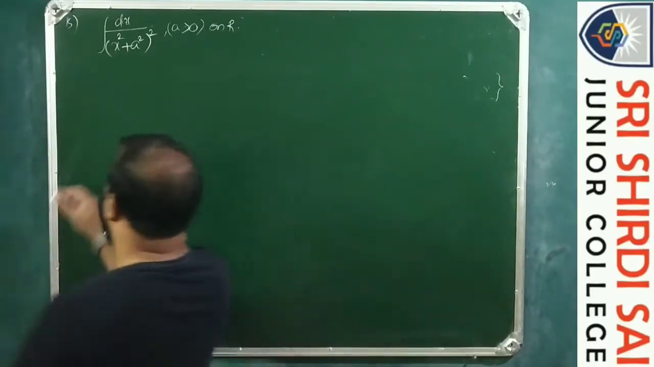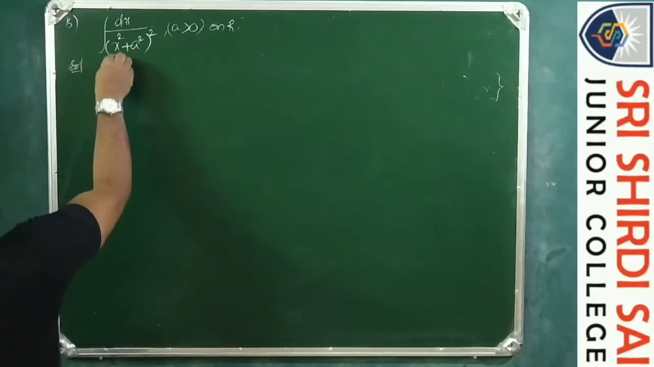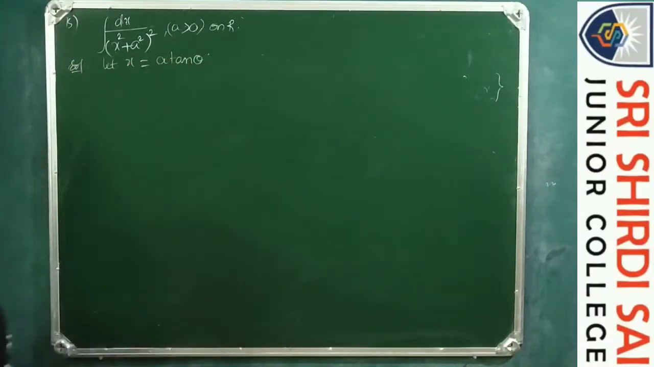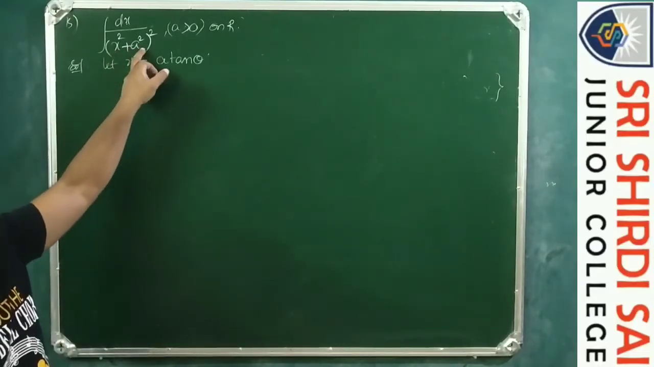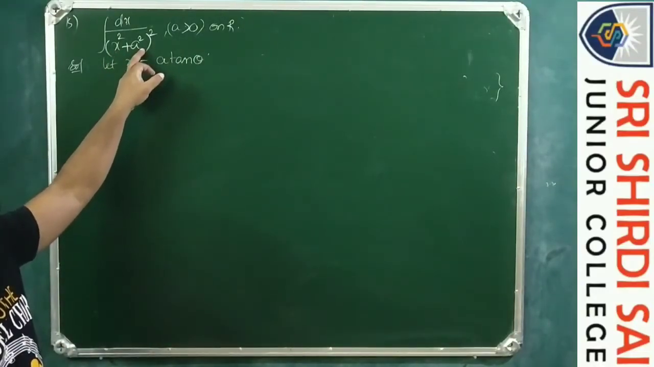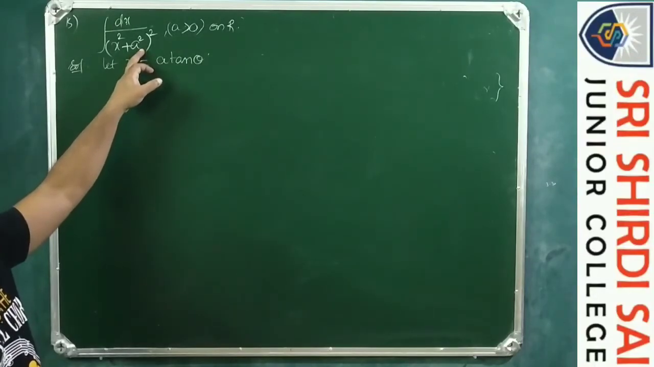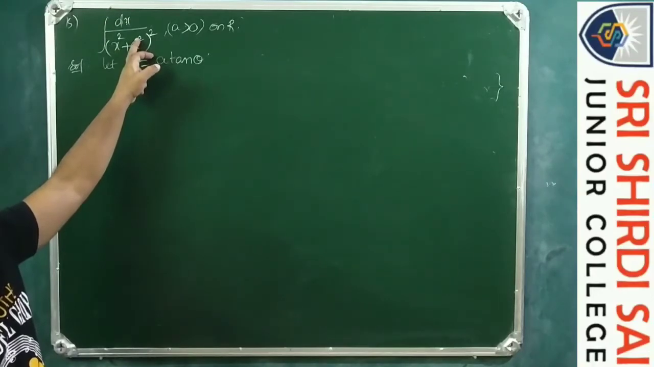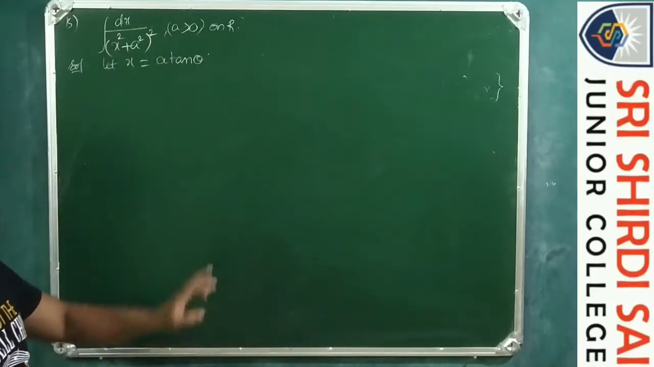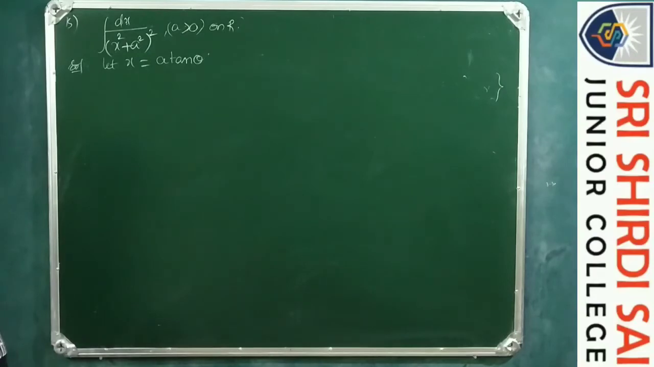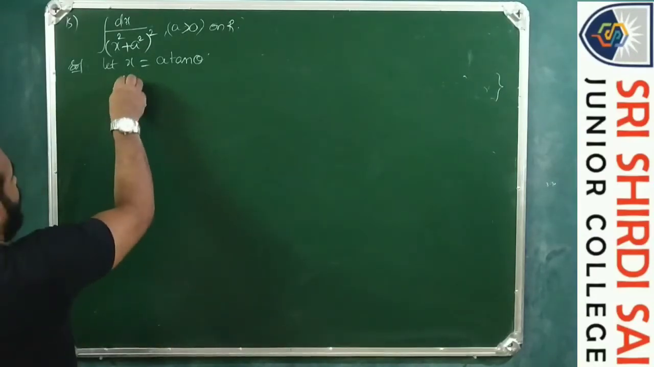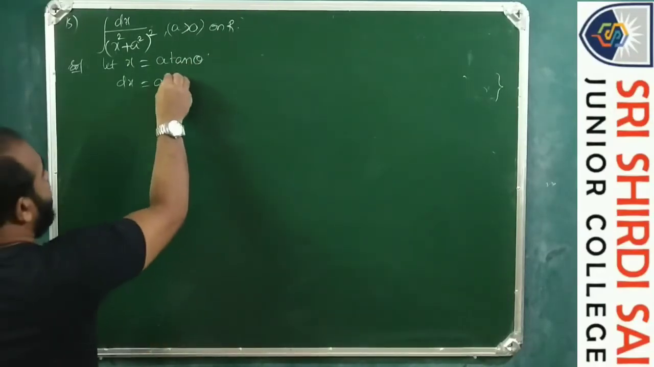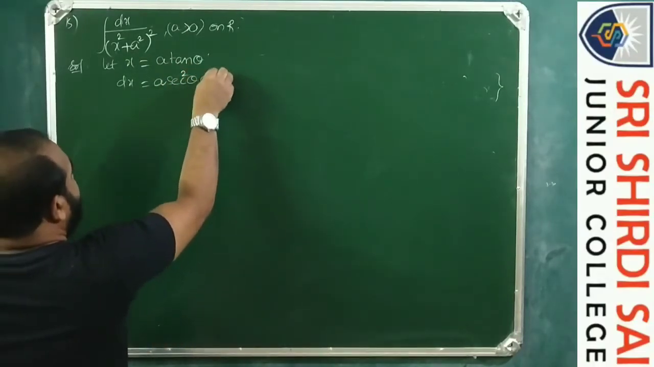So let us take x is equal to a tan theta. Had it been a square minus x square, then x is equal to a sin theta we have to take, because it is interlinked with 1 by root of a square minus x square dx, which is sin inverse x by a. There x is equal to a sin theta we have to take. Now dx is equal to a into d by d theta of tan theta, which is secant square theta d theta.